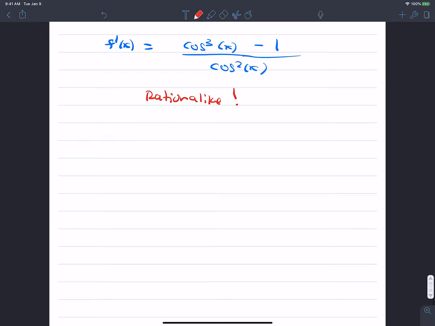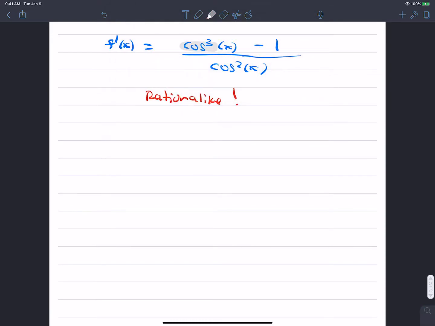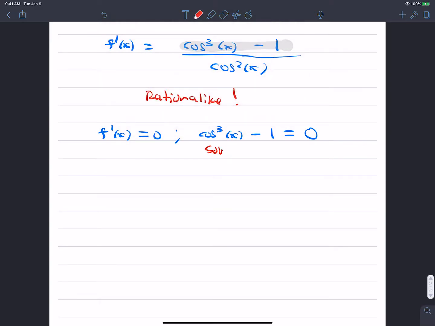So when we do sign analysis, remember how this works. You have a rational-like function. You set the numerator equal to what? 0. You're going to try to find where that first derivative equals 0. Since it's rational-like, that means cosine x cubed minus 1 equals what? 0. Okay, you guys okay with that? And here you're going to have to solve for what? Solve for x. This is a trig equation.